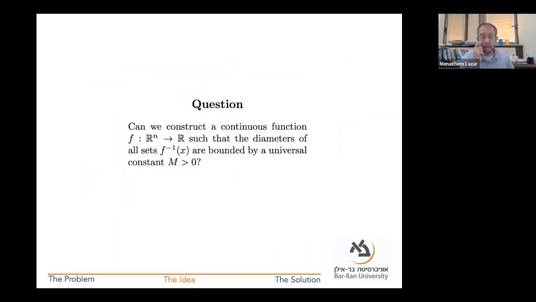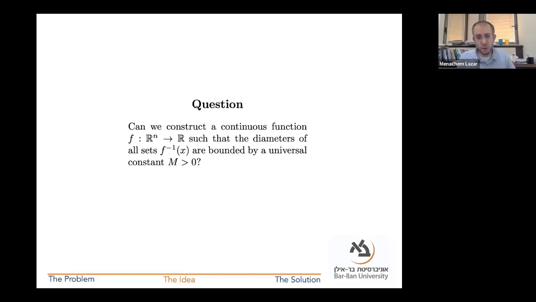Okay, so this raises an actual mathematical question. I typeset it in Computer Modern, so everyone would know it's an actual math question. Okay, so here's the math question. Think about it. It's not super complex, but can we construct a continuous function from R^n to R such that the diameters of all the level sets, the inverse images of real numbers, are bounded by some universal constant?